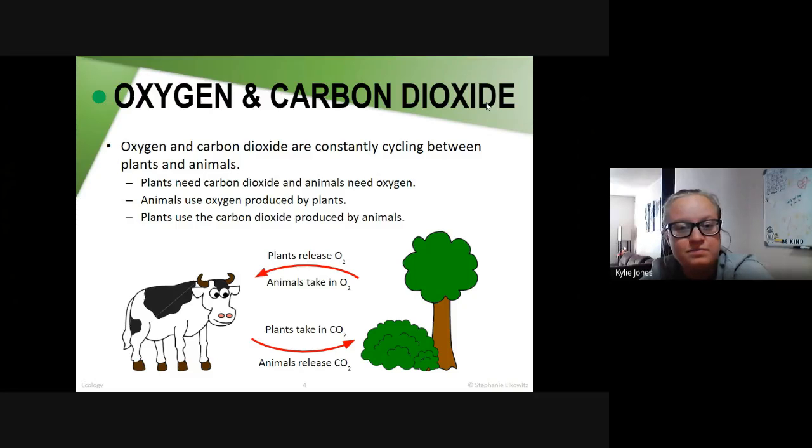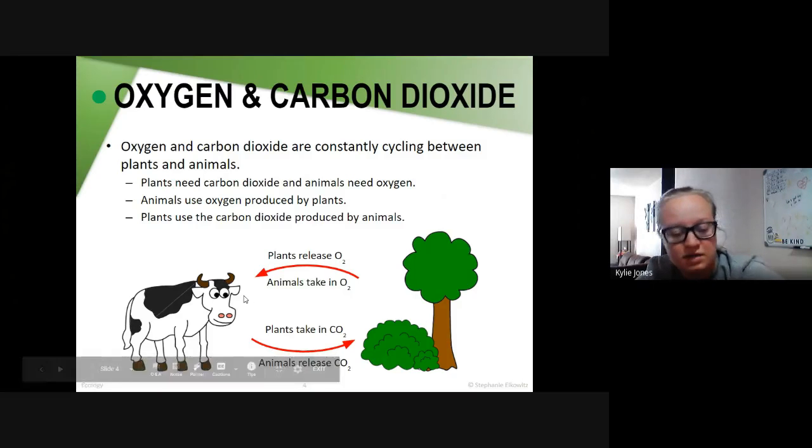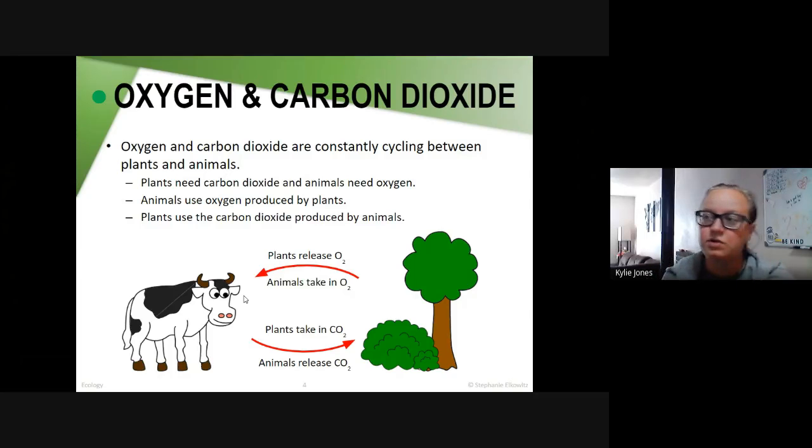We have what kind of a mutualistic relationship, right? Plants and animals have a mutualism type of ecological relationship because they both benefit. They both need something from each other. The plants need carbon dioxide from us, and then we need the oxygen from the plants. So if we suddenly cut down all the trees and all the plants were gone, we would have no oxygen, and we as humans would not be able to survive without oxygen. So we need these plants to survive.